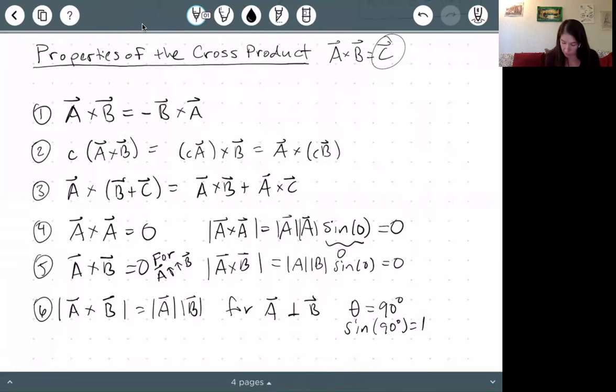So these are sort of the special cases you could consider when computing the cross product. Vectors that are parallel, which again means they're both pointing in the same direction, or vectors which are perpendicular, which means that there's exactly a 90-degree angle between these two vectors. All right, and those are the properties of the cross product.